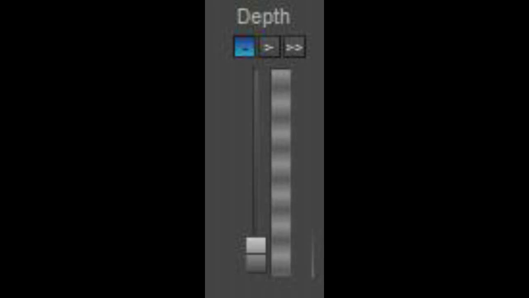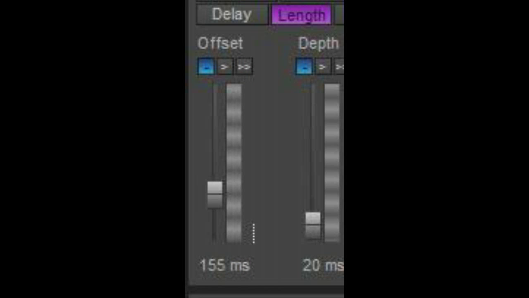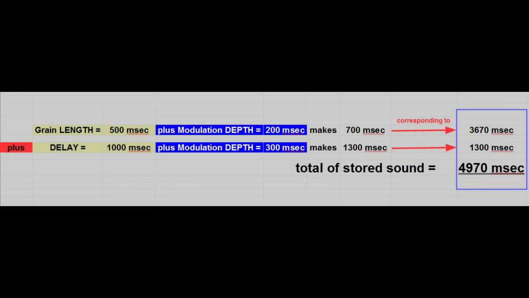The depth of modulation adds to the main parameter. Increasing the modulation depth of delay adds 1:1. Increasing the modulation depth of the grain length adds 1:5. One example based on the shown tables.